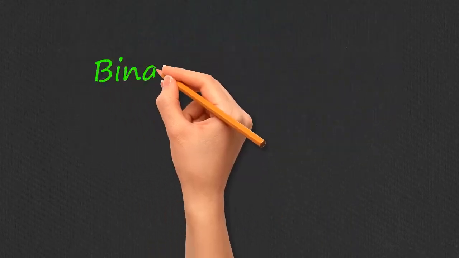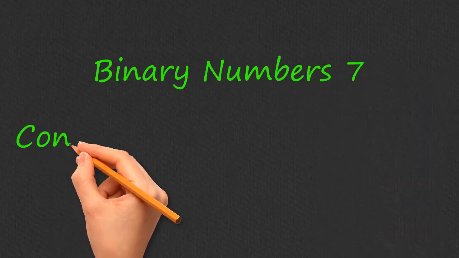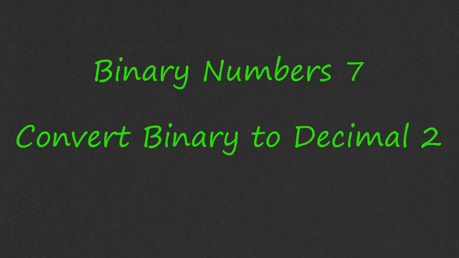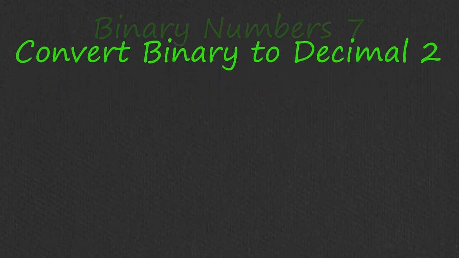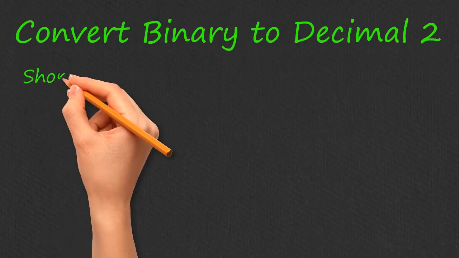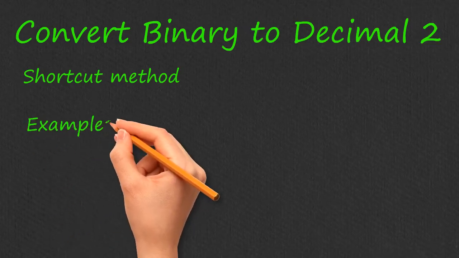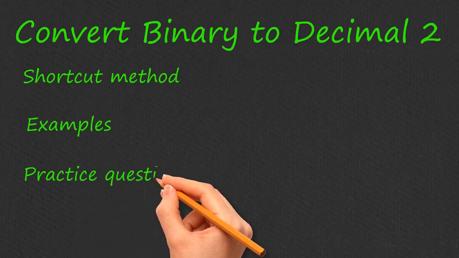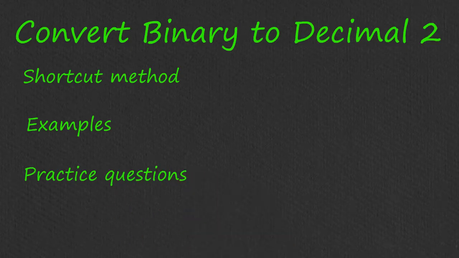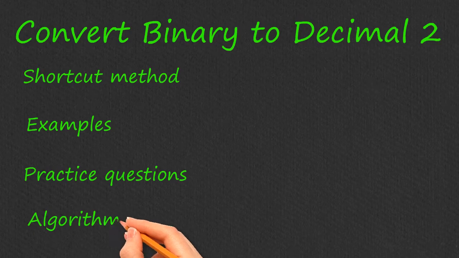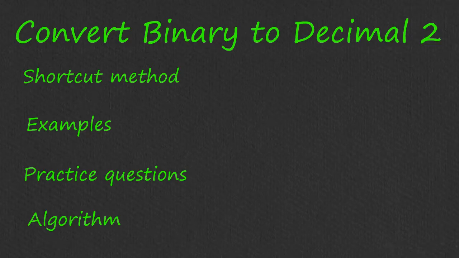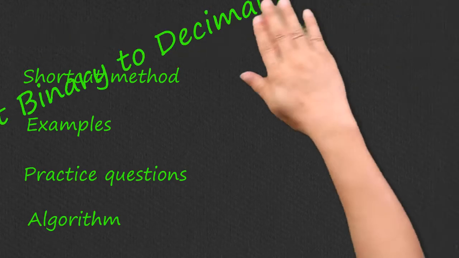This is video 7 in the binary numbers series, and we will talk more about how to convert binary numbers to decimal numbers. But this time I will show you a shortcut version from the place value table method we learned in the last video. I will again show you a few examples, then you will have a chance to do some practice questions, and we will also come up with some sort of step-by-step instruction or algorithm for converting binary numbers to decimal numbers. So you will have a go-to process to do these calculations with ease and efficiency.